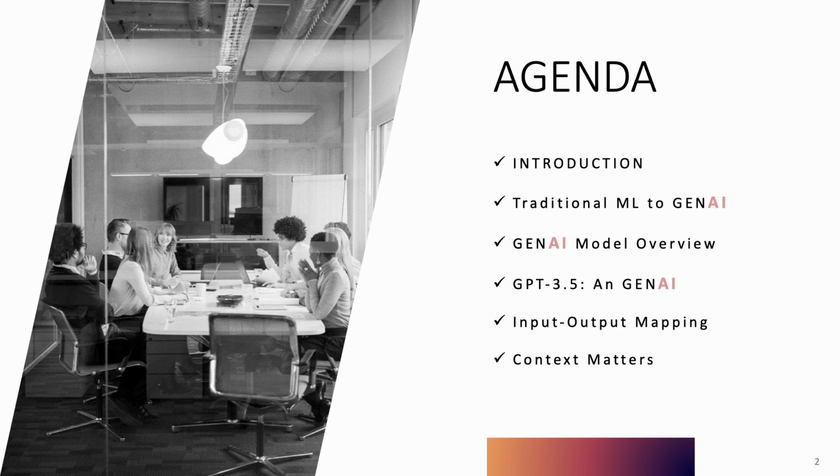First, we will introduce GenAI: what is GenAI, and the traditional ML to GenAI steps, and you will understand how far we came in the AI field. Third is the overview of generative AI models, and then an example of generative AI, GPT 3.5, and the fifth one is the input output mapping and how it works in prompt engineering and how context matters.